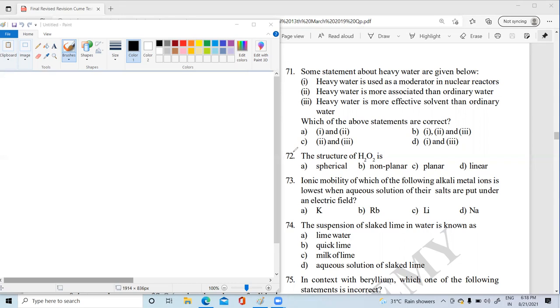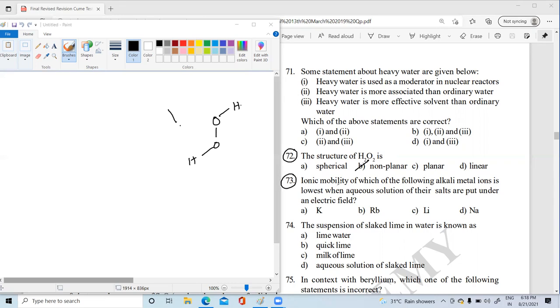Okay. Next, question number 72. The structure of H2O2, as we know very well, is an open book structure, students. The structure of H2O2 is an open book structure. So it is non-planar. So non-planar, option B is the correct one.